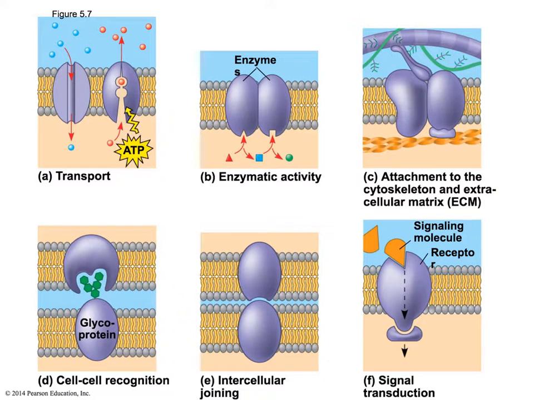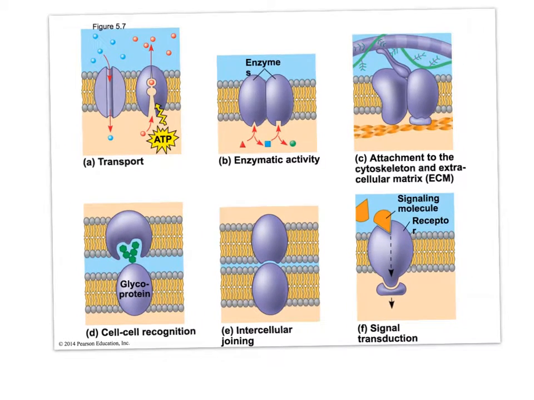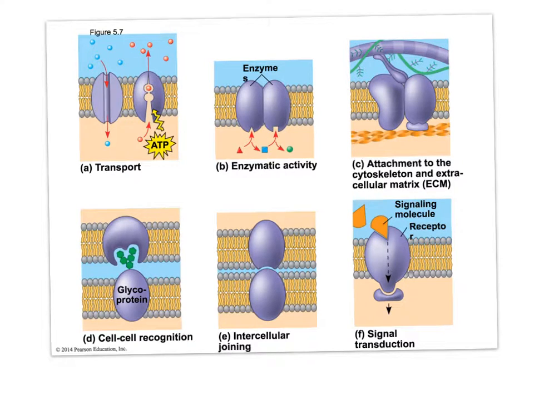Okay? So transport, move things in and out. Lots of times we hydrolyze ATP. Enzymatic activity, this membrane protein is going to break down this substance and produce another substance. Okay? Attachment to the extracellular matrix. We already chatted about that one last week, so we don't need to do that one. Cell-cell recognition, antibodies. Okay, antibodies.